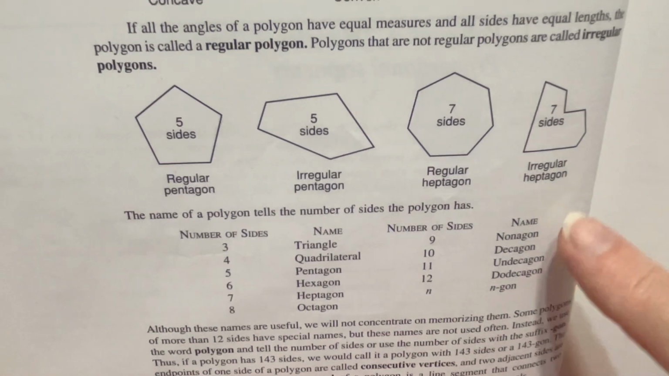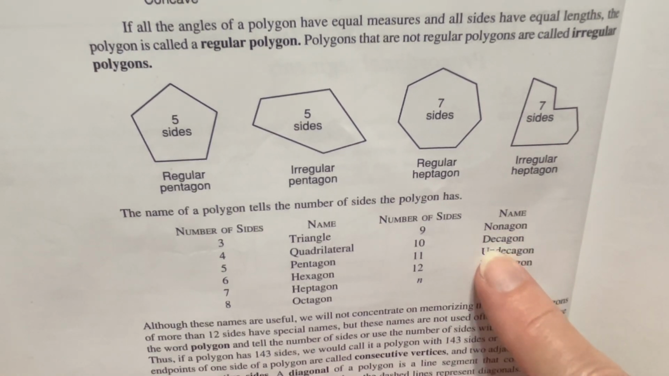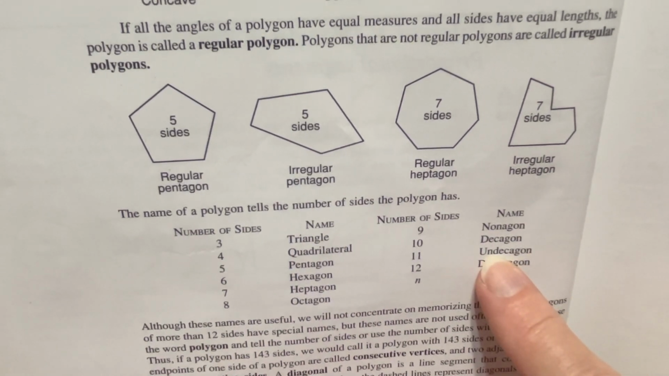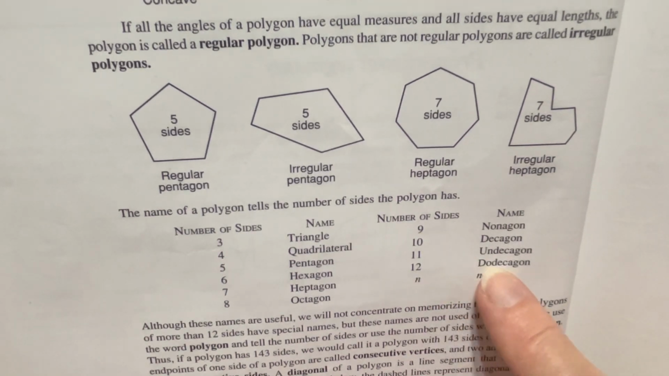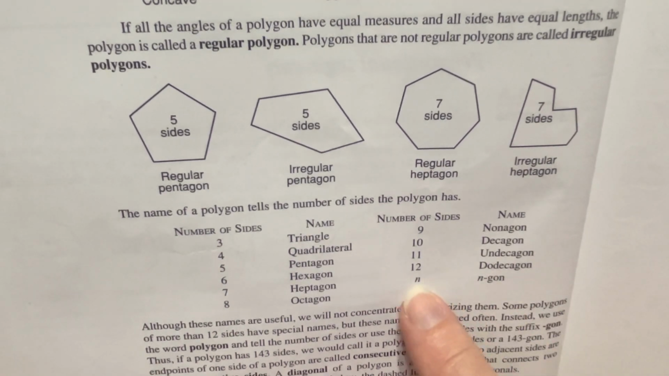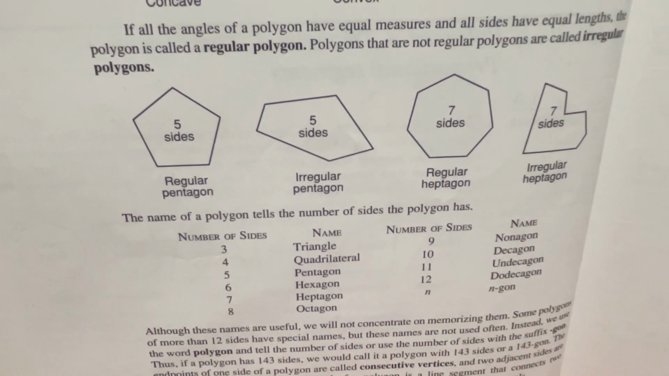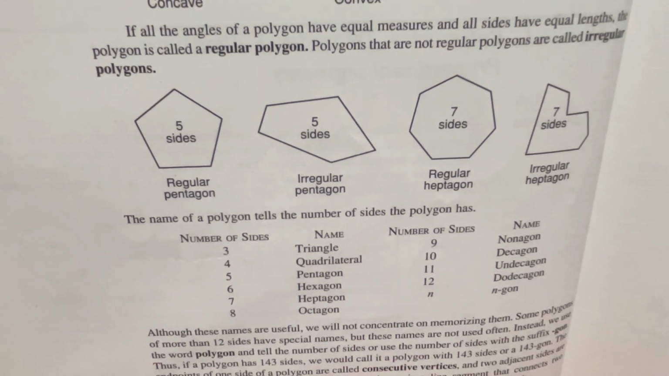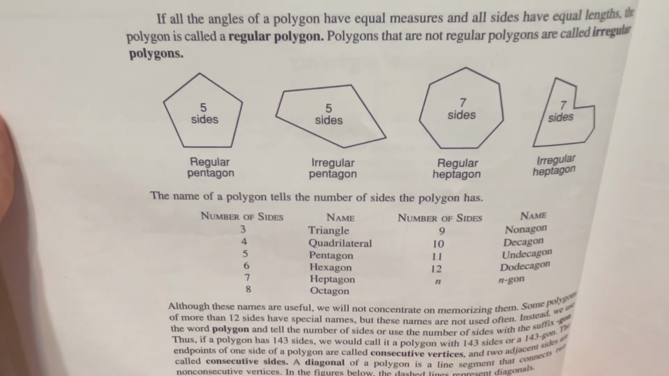Now over here, we have special names for 9 sides, nonagon, 10 sides, decagon, 11 sides, undecagon, and then 12 sides, dodecagon. But if it's more than 12, we call it an n-gon. So if we had a figure with 23 sides, we would call it a 23-gon.